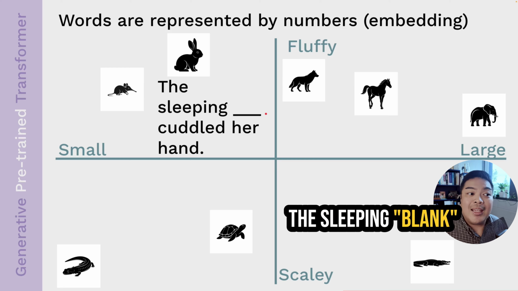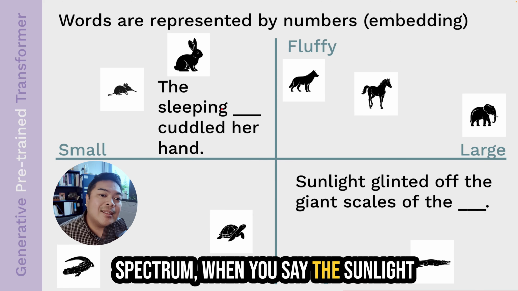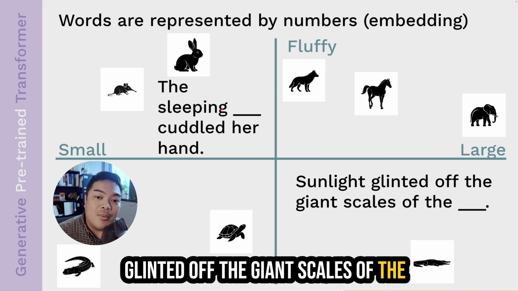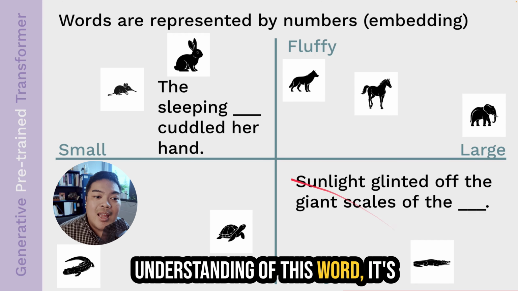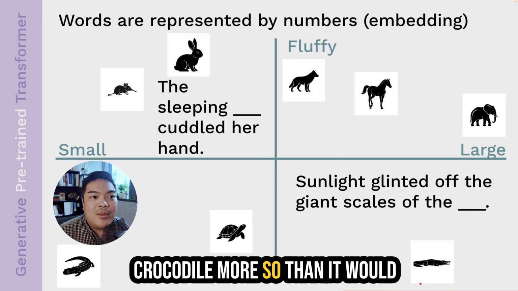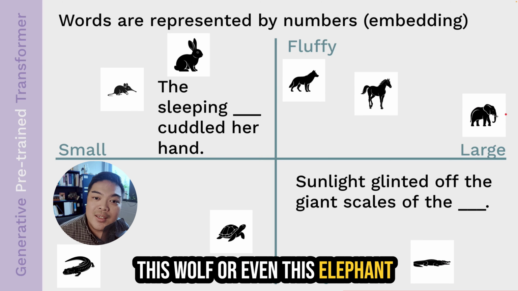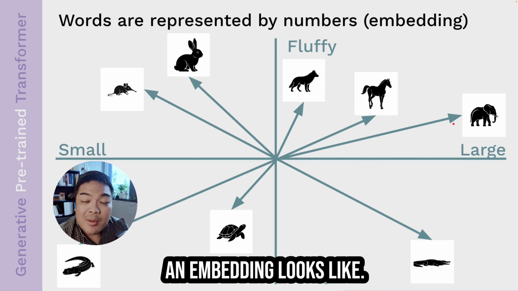The sleeping blank cuddled her hand. Whereas at the other end of the spectrum, when you say the sunlight glinted off the giant scales of the blank, because of the computer's understanding of this word, it's probably going to select this crocodile more so than it would this wolf or even this elephant because of that information. And so this is basically what an embedding looks like.